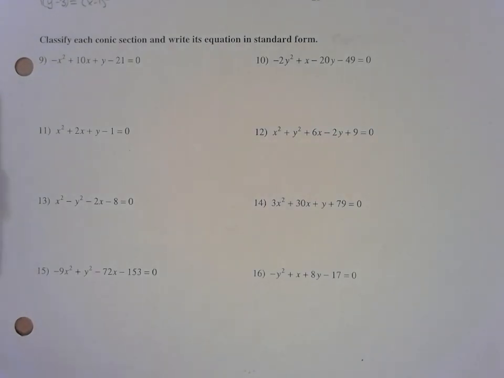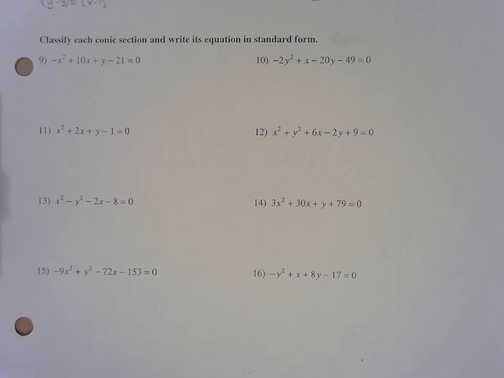In our next section, we're going to analyze the 8 equations, and we're going to determine which type of conic section each equation represents. That's called classifying each conic section. And then we're going to rewrite each of these equations into standard form. The form that each of these equations in the bottom section are in right now is called general form.